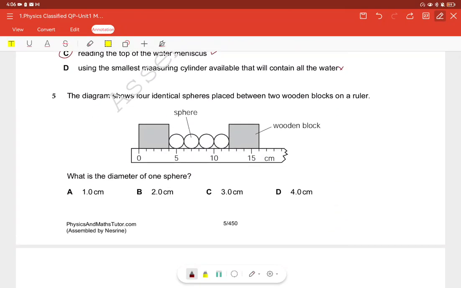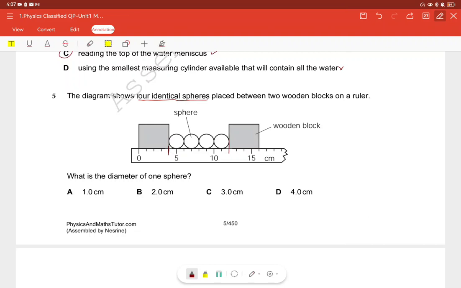The diagram shows 4 identical spheres placed between 2 wooden blocks on a ruler. 4 identical spheres. Identical means the same. They are exactly the same. What is the diameter of one sphere? We're looking for the diameter of one sphere. First, we need to find the diameter for 4 of them, which is this reading minus this reading.